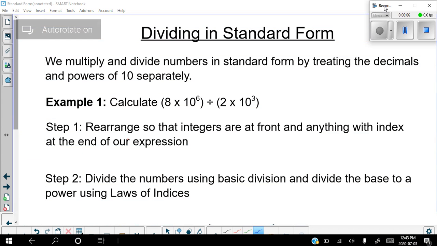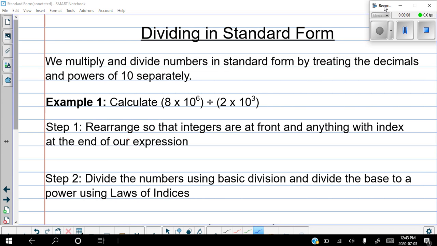So, we're following the same kind of rules we did with multiplying, and we're going to treat our numbers a little bit separately. What I mean by that is, I'm going to divide these two numbers once, and then I'm going to divide these two using the law of indices.